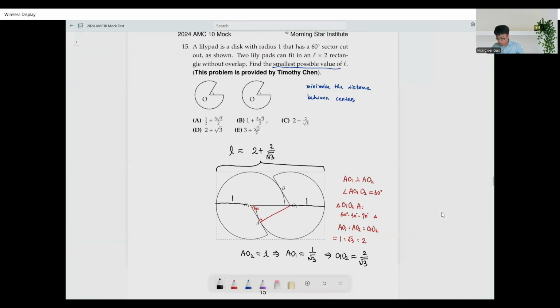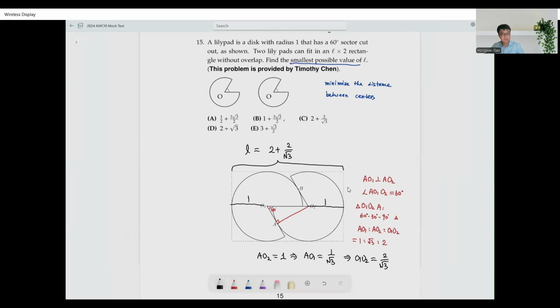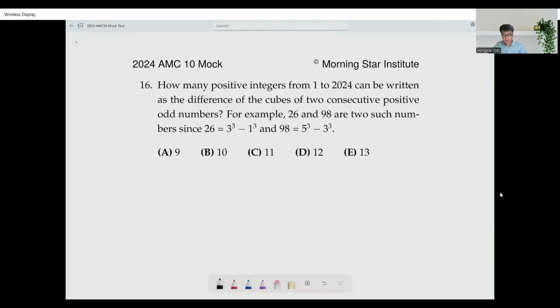So the answer here is C. Question 16. How many positive integers from 1 to 2024 can be written as the difference of the cubes of two consecutive positive odd numbers?